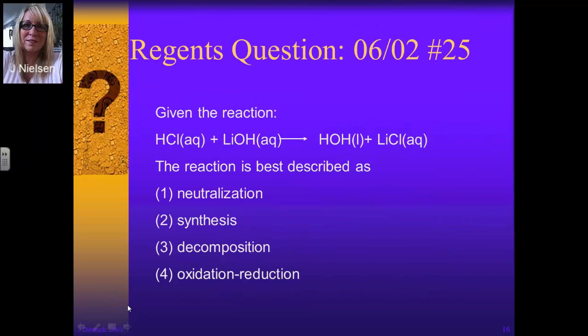Given the reaction, it is best described as. Now, if double replacement were a choice here, you could certainly choose that because it is a type of double replacement reaction. But more specifically, we have an acid due to the H and a base due to the metal and the OH producing water and a salt. So our answer is neutralization.